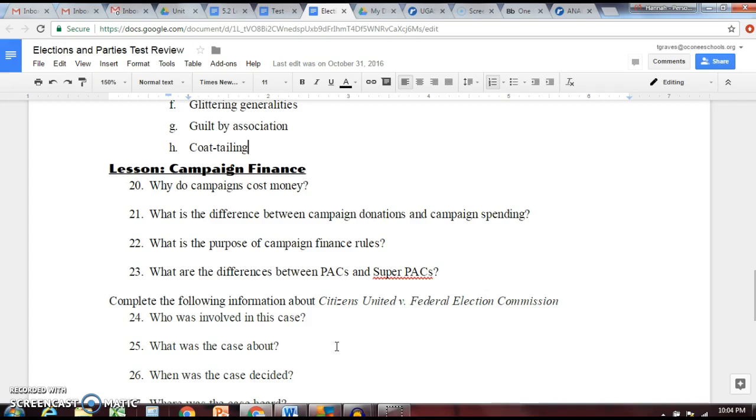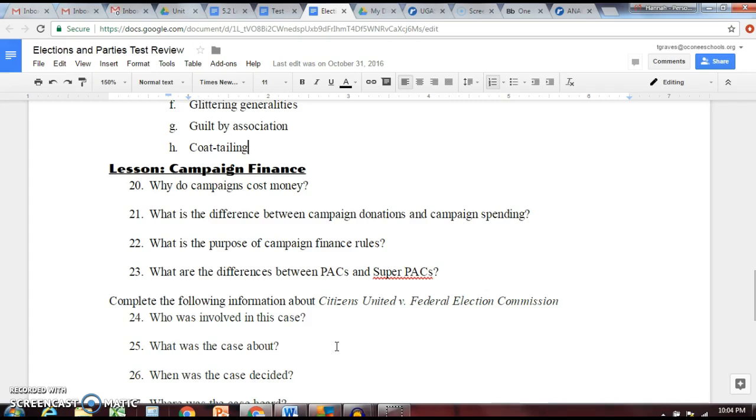Donations are the money that is actually given to candidates by their supporters, so they can use that to win the election. Campaign spending is once they're given the donations, how do the candidates go about actually spending that money? They buy TV advertising, they rent out spaces to give speeches, things like that.